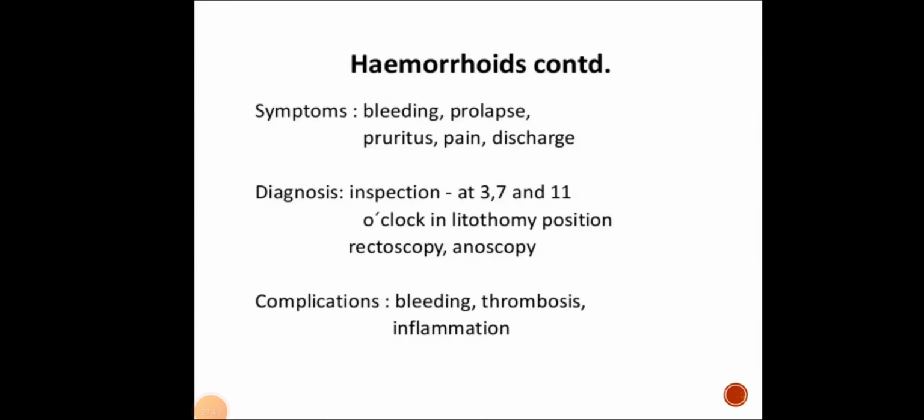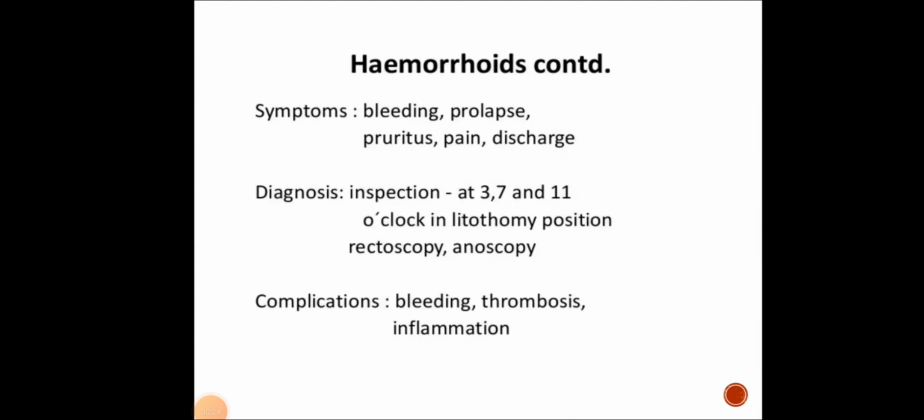Then second degree, it will come out only during defecation, and it will get reduced spontaneously after defecation. Third degree, it will come out only during defecation and do not return by themselves, but we have to replace it manually, then they will stay. Fourth degree, the hemorrhoids are permanently prolapsed. At this stage, there will be a feeling of heaviness in the rectum, and we cannot replace it manually, or it will not stay inside. That is the fourth degree. So that is based on the degree of prolapse. The hemorrhoids are divided into four.